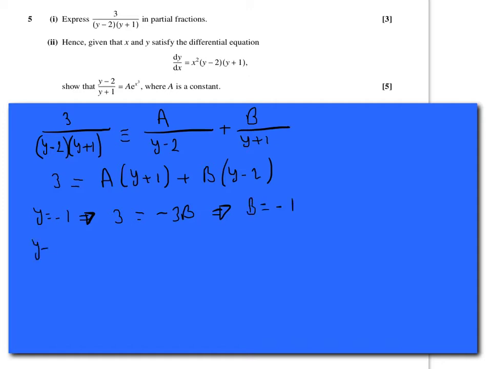If we let y equal 2, this again gives 3 being equal to, but this time the 2 minus 2 is 0, 0 times b is 0, so we're only left with a value for a. 2 plus 1 is 3, so we end up with 3a. This gives a being equal to 1, giving us an answer of 1 over y minus 2 minus 1 over y plus 1.